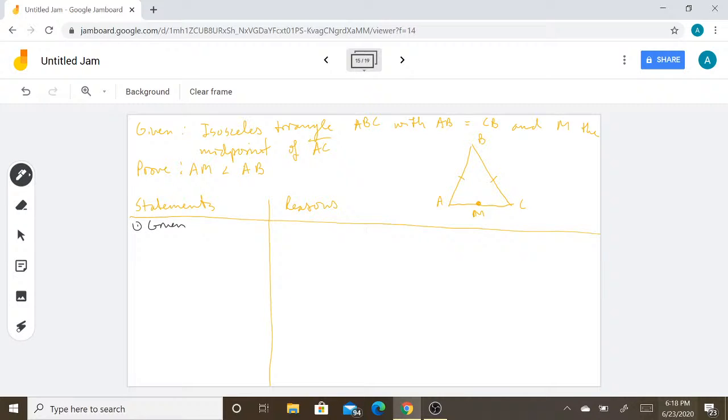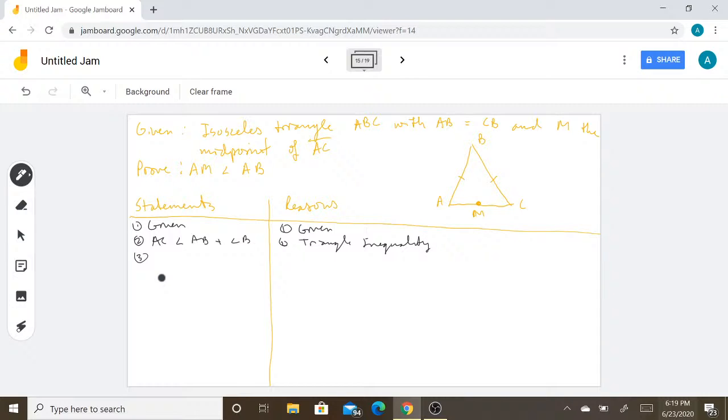So with what we're given, we can first say that AC is less than AB plus CB, and that's triangle inequality.